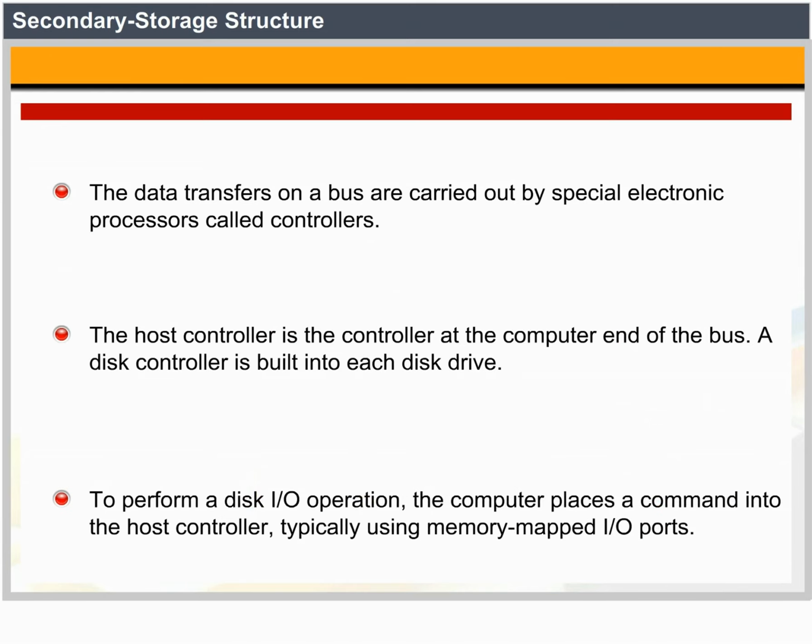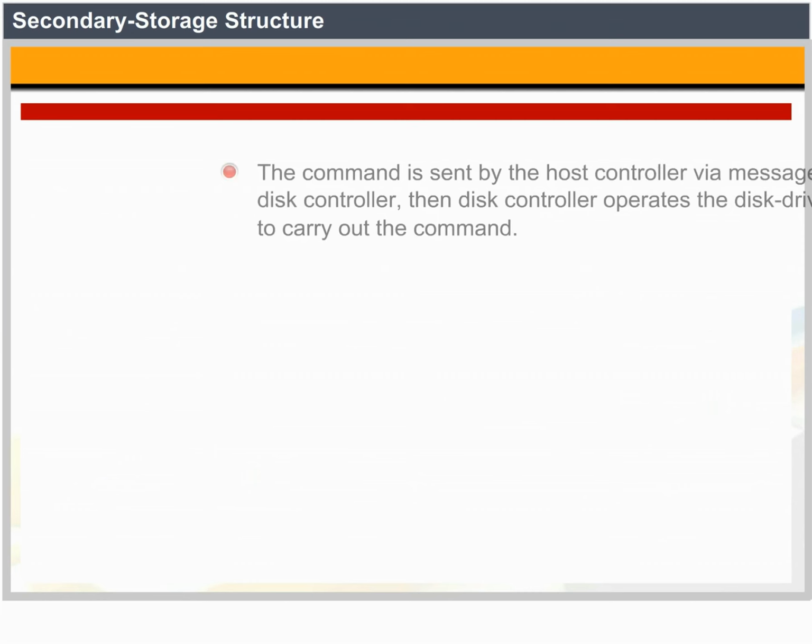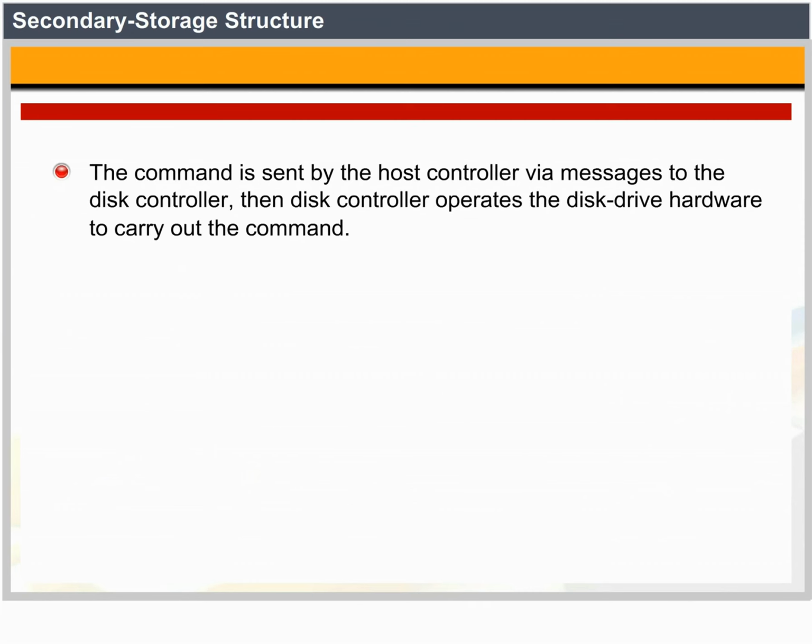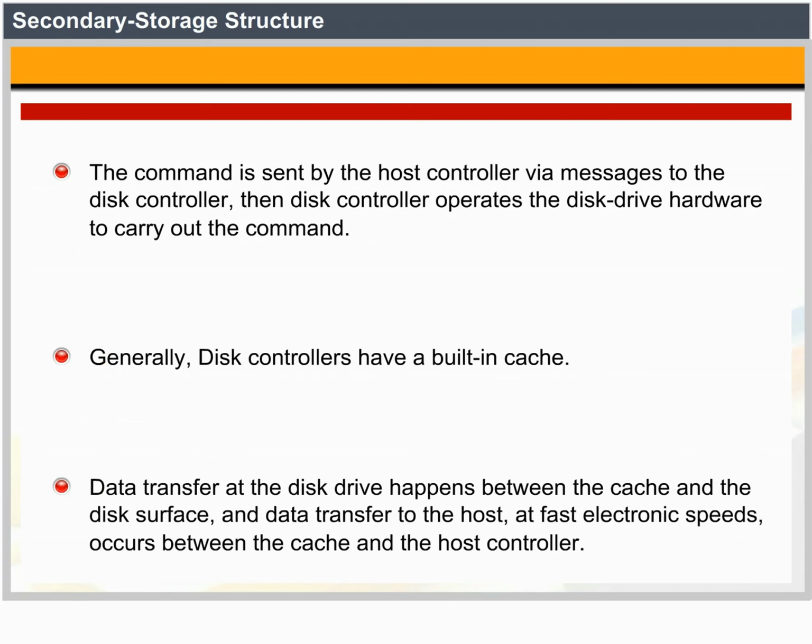The host controller then sends the command via messages to the disk controller, and the disk controller operates the disk drive hardware to carry out the command. Disk controllers usually have a built-in cache. Data transfer at the disk drive happens between the cache and the disk surface, and data transfer to the host at fast electronic speeds occurs between the cache and the host controller.